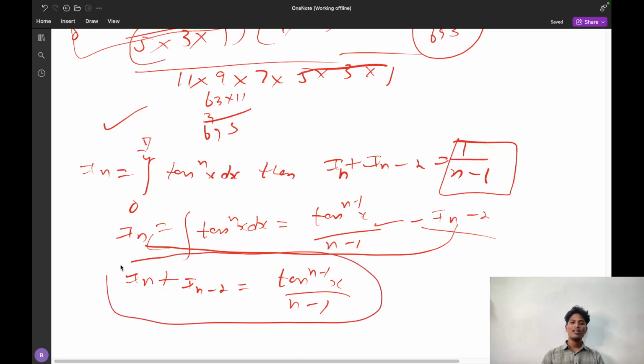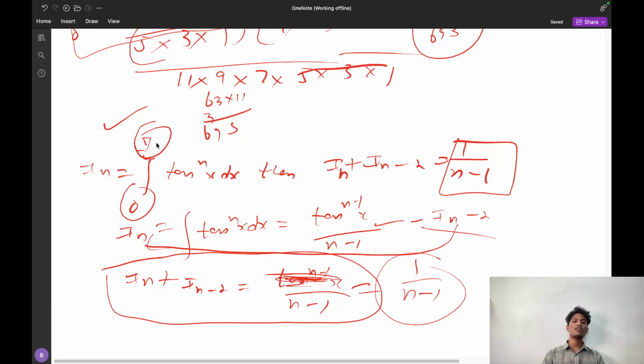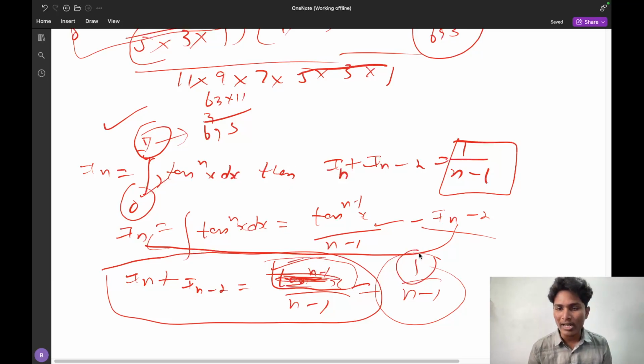But again, when it is from 0 to pi by 4, this again will vanish. So simply the answer will be 1 by n minus 1 in terms of definite integration. But in the indefinite integration, the tan power n minus 1 divided by n minus 1 will be there. But in the definite integration, this tan will be simplified to 1 and the entire answer will be shifted to 1 by n minus 1.